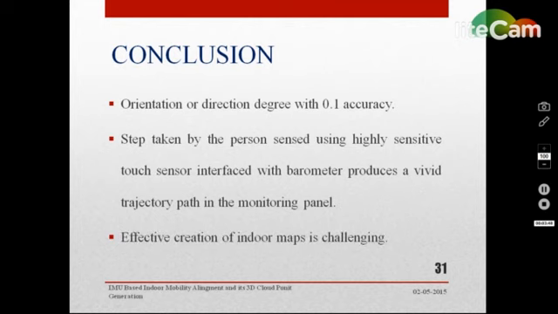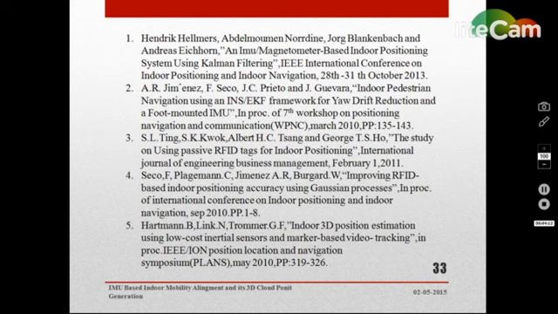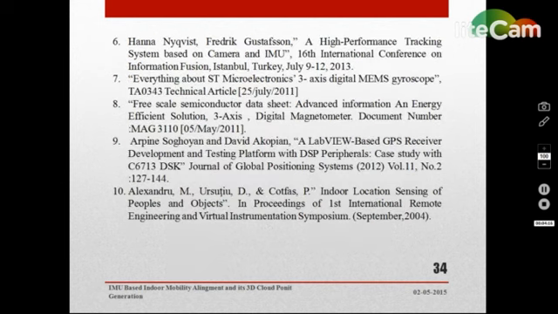Indoor mapping creation is difficult. Still, it is very challenging. An IMU module should be incorporated with a camera and other highly sophisticated image processing units. By this system, we can localize the position of the pedestrian inside the building. Here, we have used several references.